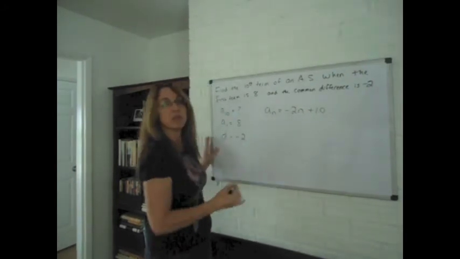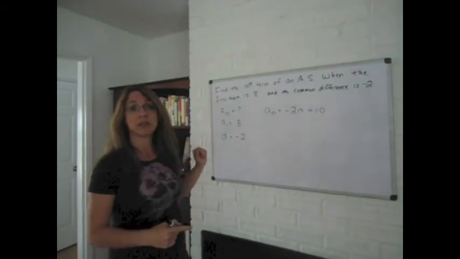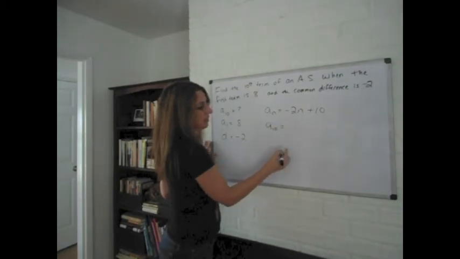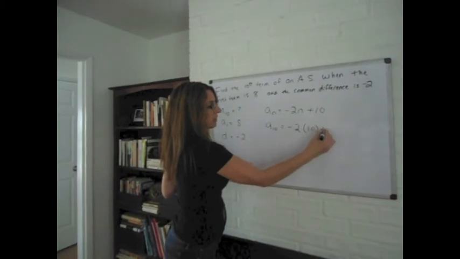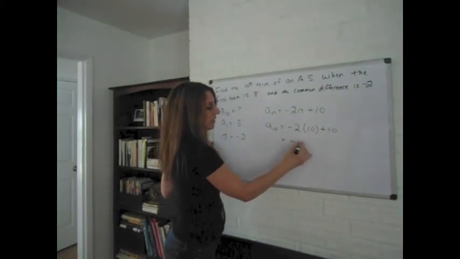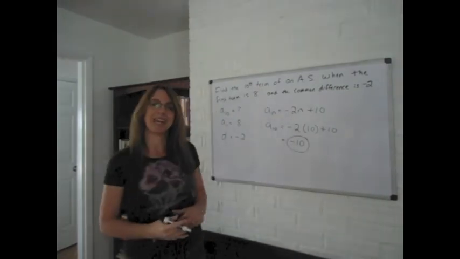Once I have my nth term definition, I'm going to use that to find my 10th term. So I'll have a sub 10, which means the 10th term, is equal to -2 times 10 plus 10. So that's going to be -20 plus 10, that'll be -10. And so that means my 10th term is -10.